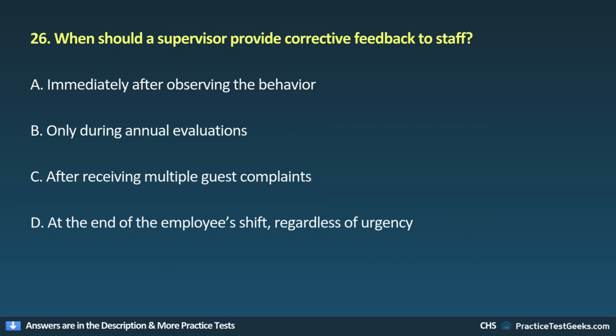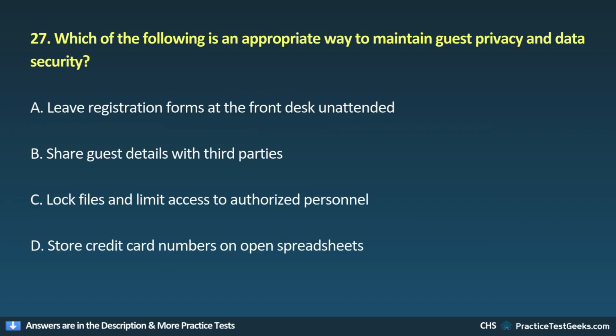A. Immediately after observing the behavior. B. Only during annual evaluations. C. After receiving multiple guest complaints. D. At the end of the employee's shift, regardless of urgency. 27. Which of the following is an appropriate way to maintain guest privacy and data security?